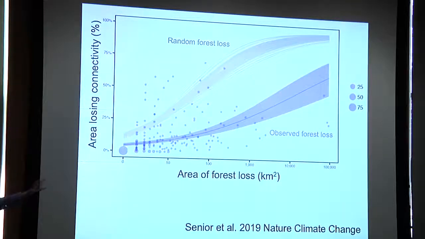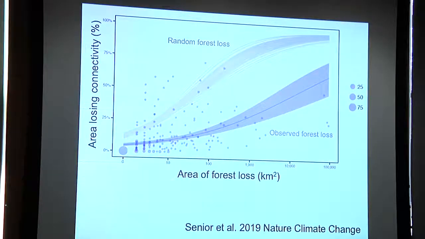Here, what Rebecca has done, she's got area of forest lost on the X and the amount of connectivity you lose on the Y. The observed results are in blue, and they show us, indeed, as we lose more forest, we see a non-linear increase in the amount of area of connectivity we lose. We know that most agricultural development happens with a kind of contagion effect. So we would expect those areas to be quite large that are lost.